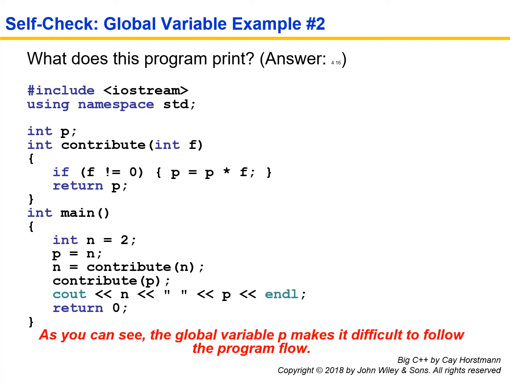An example of a really stupid program using a global variable is a function contribute, which, if f does not equal 0, p equals p times f, and then we return p. But we've actually changed global variable p in the process of running contribute, so it becomes very difficult to track what happened to p and what happened to n in tracing through this program.